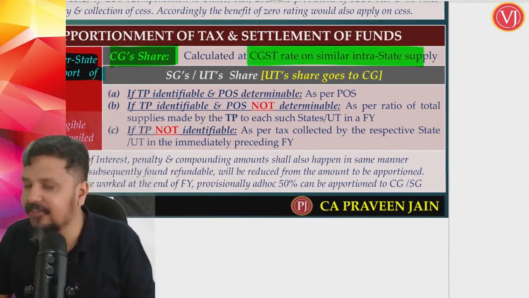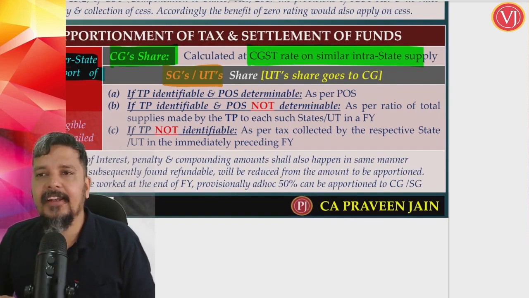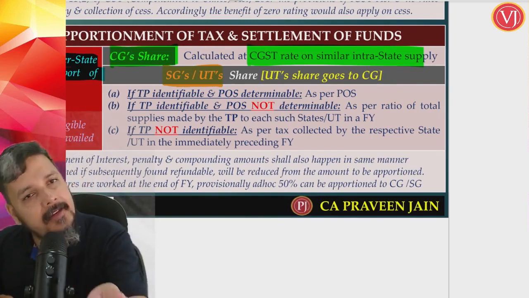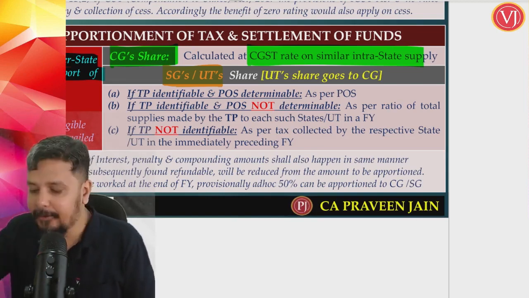Central government will take its share, 50%. Balance should be given to whom? State government or union territory. But if they are able to find the state government or union territory, they will give. If not, they will not be giving. So what are the steps or sequence?